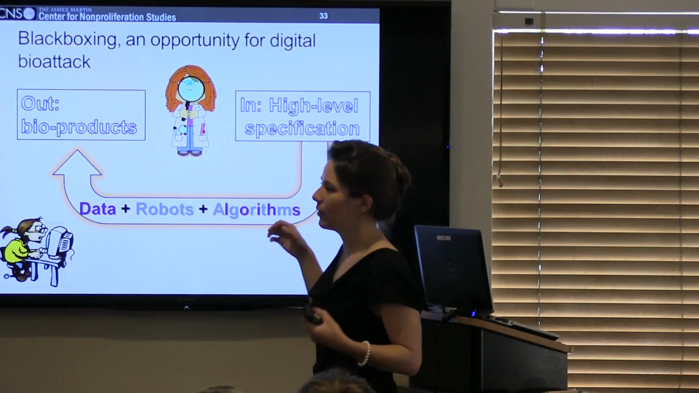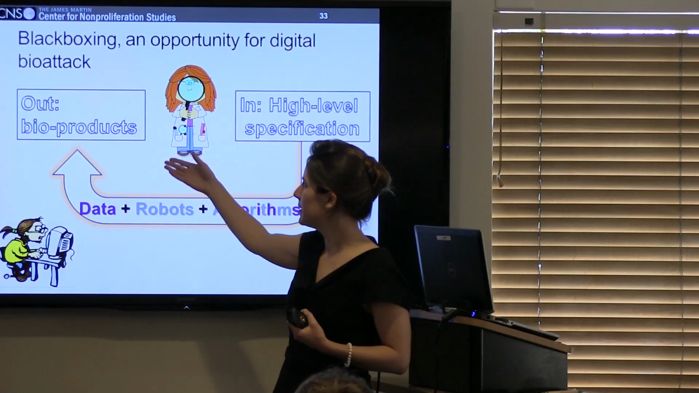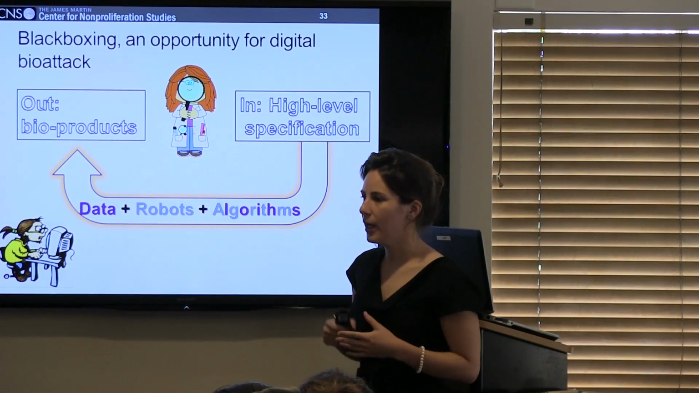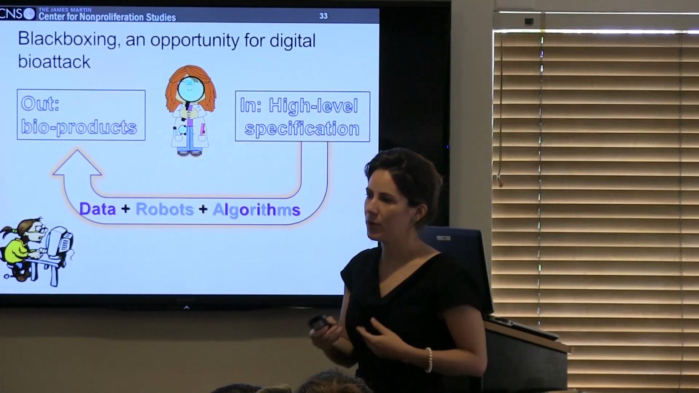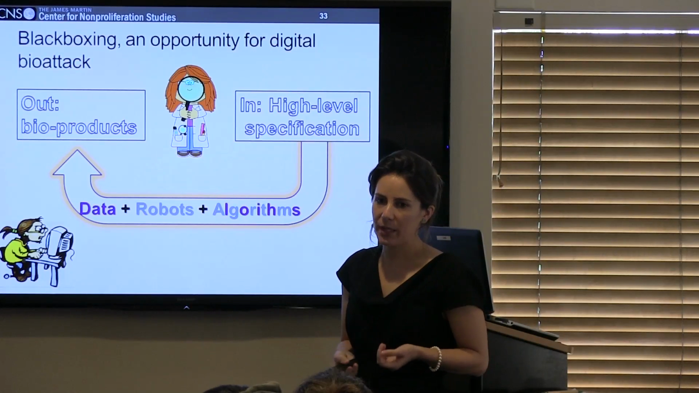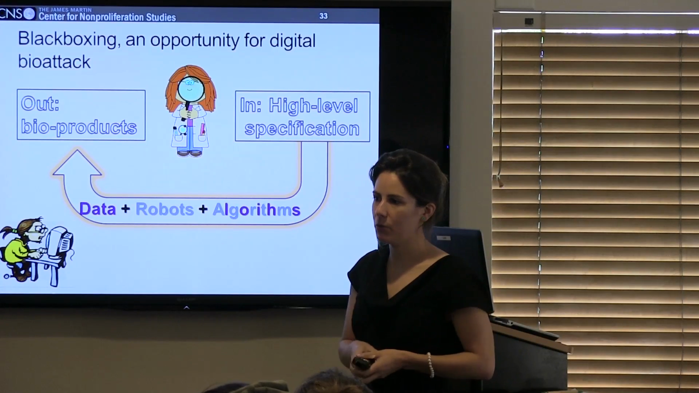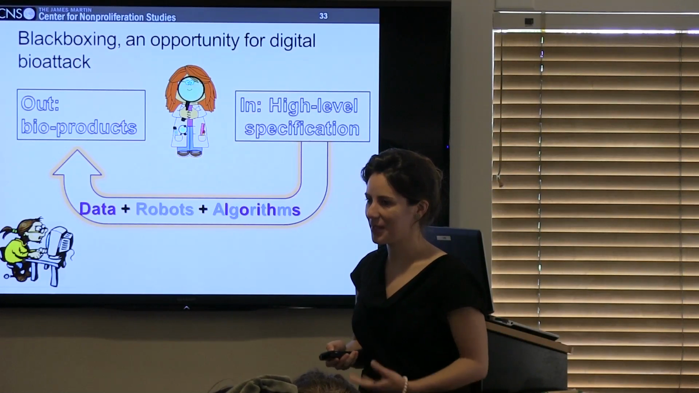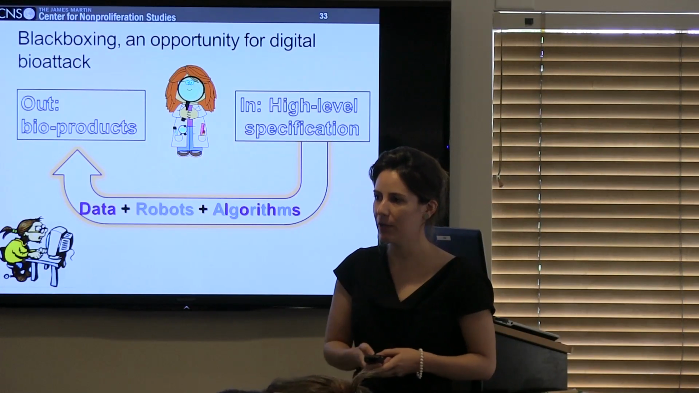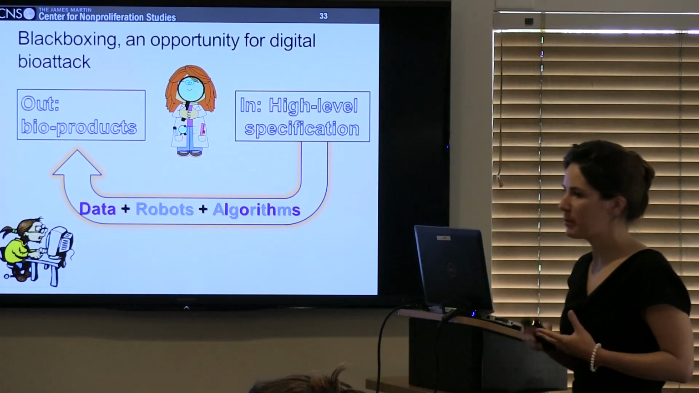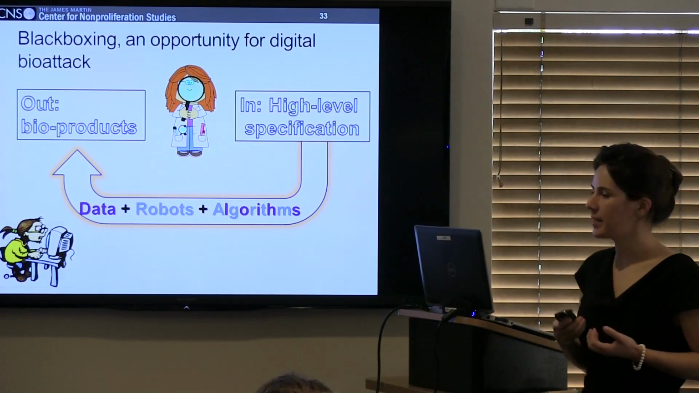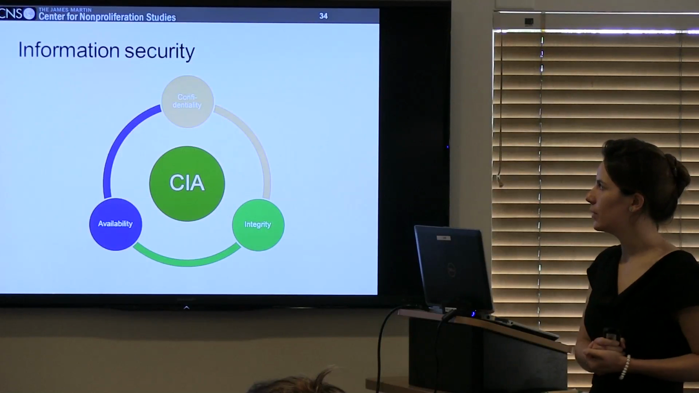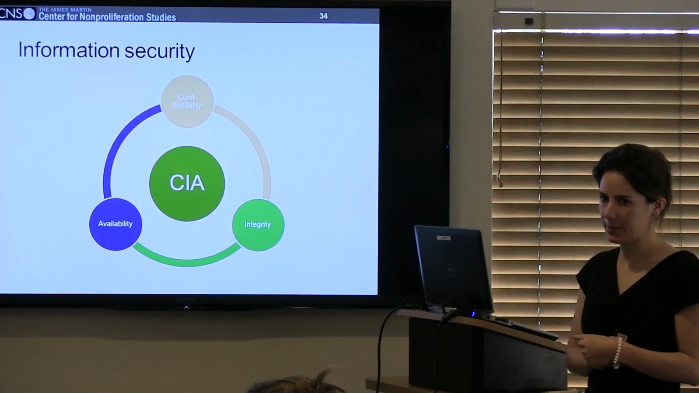Now, if you think down the line in the future, if this bioproduct is a drug that's being produced automatically, and people manipulate it so that the drug becomes inefficient, then you're sending out products that are not what they are supposed to be, and you can cause real physical harm. So there is a wide spectrum of what a digital attack might be, but a way we can prevent it would be to look at information security.